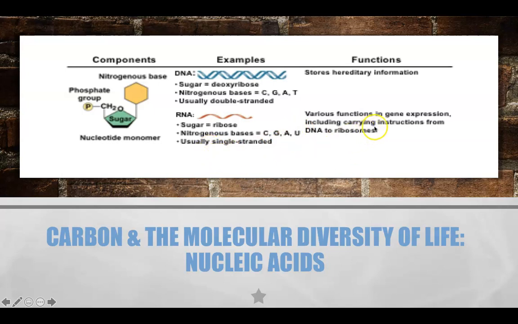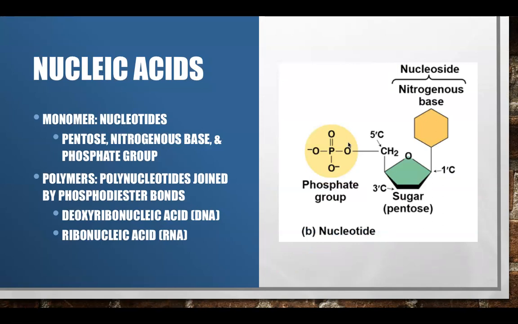It has various functions in gene expression, and carrying instructions from the DNA to the ribosome is also important in actually making the ribosome. That's what ribosomal RNA and proteins combine to make: the ribosomal subunits. So RNA has several different purposes. Again, the monomer is called a nucleotide, which contains the phosphate, the sugar, and the base.